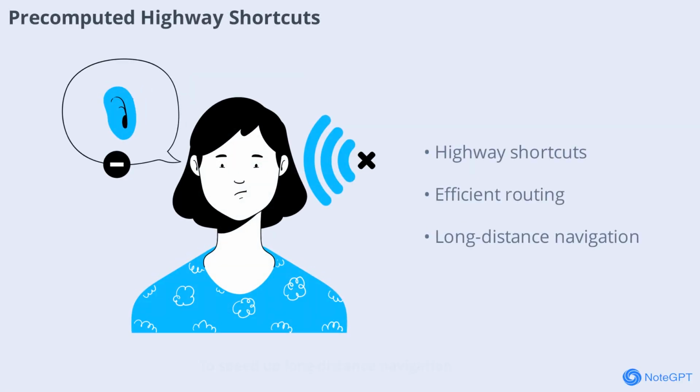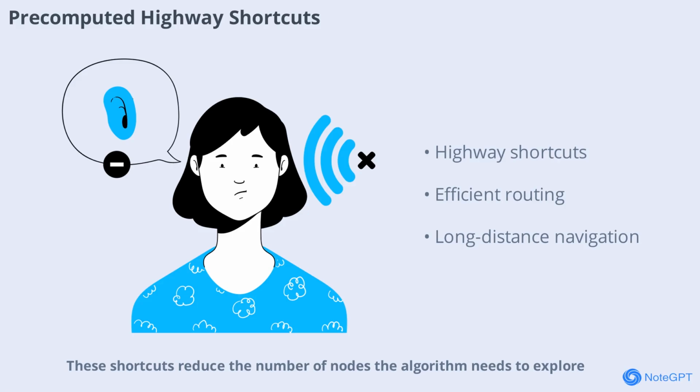To speed up long-distance navigation, Google Maps pre-computes shortcuts on major highways. These shortcuts reduce the number of nodes the algorithm needs to explore, enabling quick route calculations. By focusing on arterial roads, the app ensures efficient navigation across large regions.